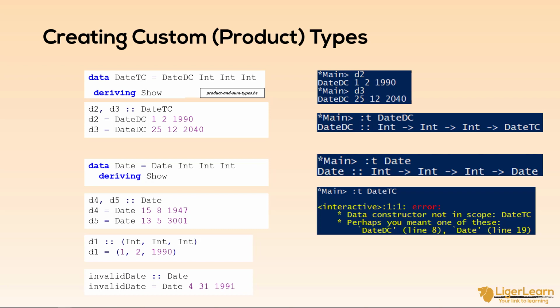But that's pretty much it for creating your own product types. It's quite simple really. You use the data keyword followed by the name of the type and an equal sign, followed by a constructor and the types of the constituent parts. And although we don't always need to, we add the deriving show clause to the end of the type declaration for convenience, so that we can see the values in GHCI, like we did here.